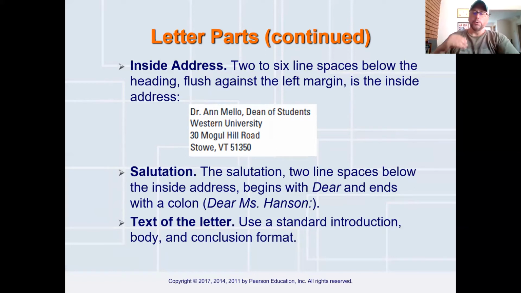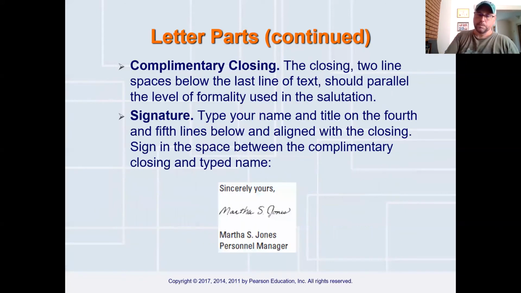You need the text of the letter then. Use a standard introduction, body, and conclusion format, much like you did with the memo, but this is going to be in a much more filled out way, okay? A complimentary closing: the closing 2 line spaces below the last line of your text should parallel the level of formality used in the salutation. There's an example here within this slide. And then a signature. Type your name and title on the 4th and 5th lines below, aligned with the closing, all right? And then sign in that space between the complimentary closing and the typed name. That way, there is a record that that is you.